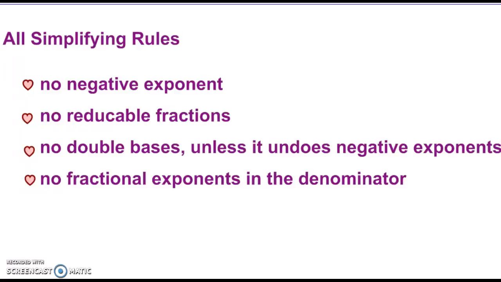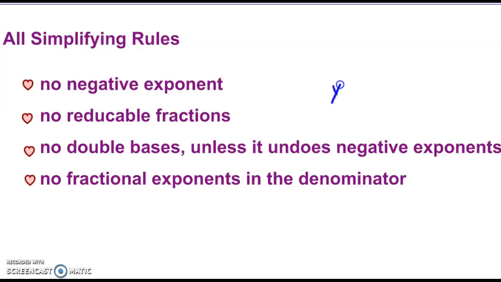Hello, welcome. Today we're going to go over simplifying. The rules for simplifying with rational exponents is that you may not have any negative exponents. You may have no reducible fractions. There are no double bases unless it undoes a negative exponent.